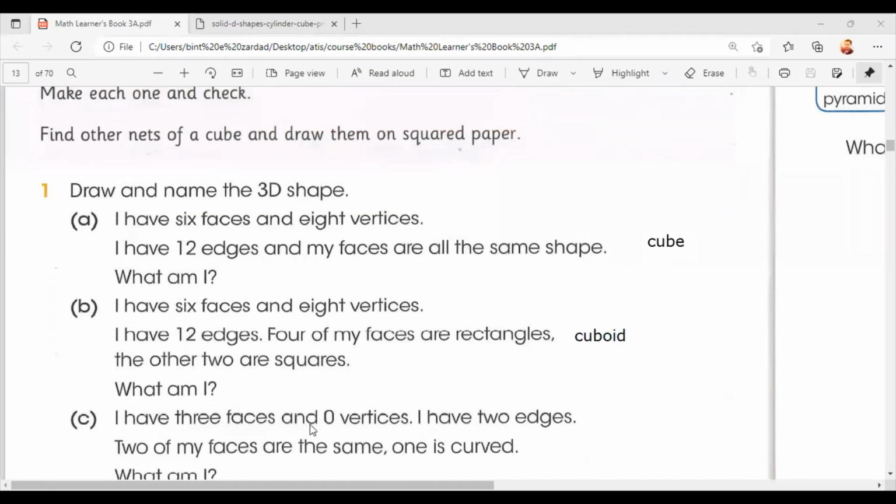I have 3 faces and 0 vertices. I have 2 edges. I have 3 faces and 0 vertices. It means there is no vertex, no corner. I have 2 edges, 2 sides. 2 of my faces are the same. 1 is curved. So what am I? It is a cylinder. Okay.